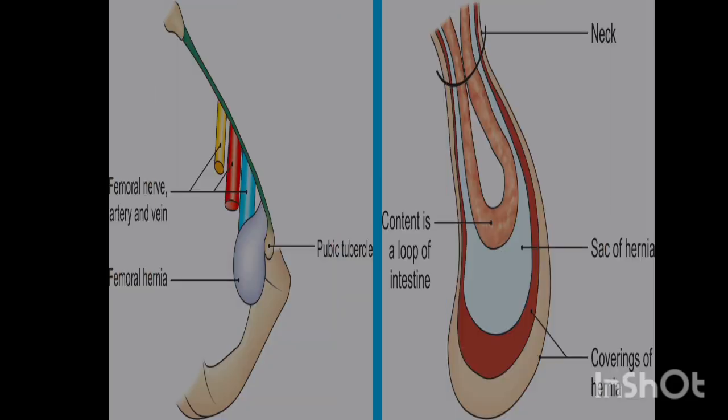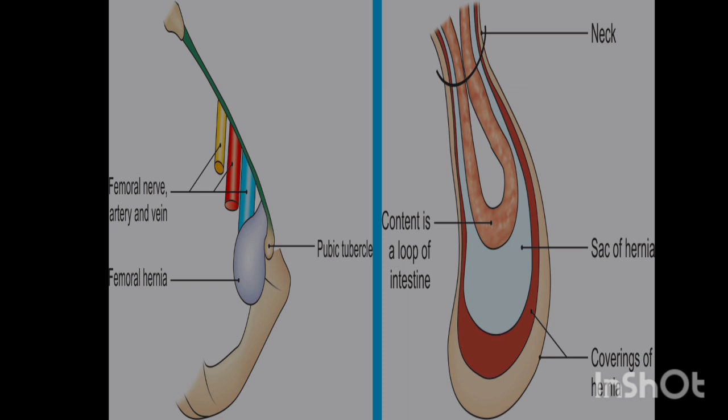Femoral hernia. Now, if we see the first diagram, the femoral hernia is a sac-like structure which is located below the inguinal ligament and medial to the femoral vein. In the second diagram, we could see the parts of the hernia, which is the sac and the neck.